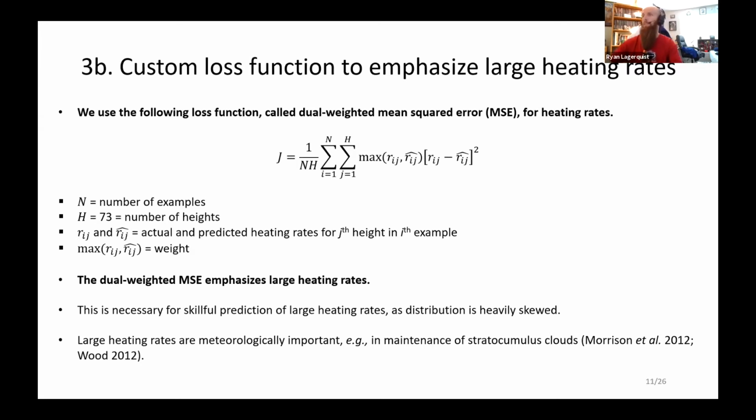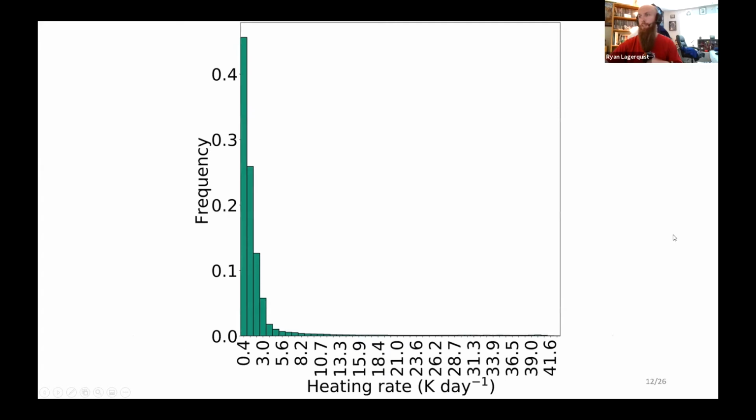So we use this equation here as the loss function for heating rates. I'm not going to go through every term of this equation, but we call it the dual weighted mean squared error, or the dual weighted MSE. This max function is the weight. It gives a large weight to examples with a large actual heating rate or a large predicted heating rate. So this just gives the UNet++ a little extra incentive to do a good job of predicting large heating rates.